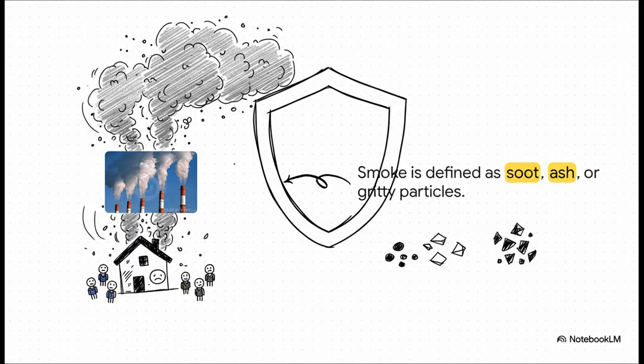So what does smoke actually mean in the eyes of the law? Well, the Act defines it as soot, ash, or gritty particles. The key thing here is that the power kicks in when that smoke is emitted from one premises and it's causing a problem for neighbors. It's all about the impact on other people.